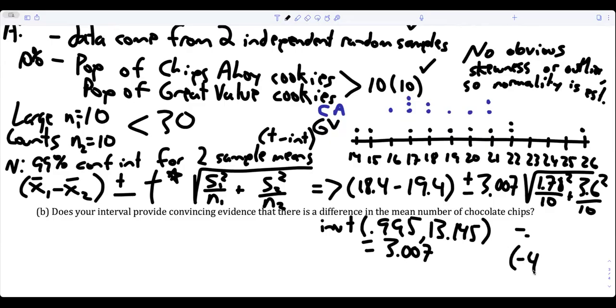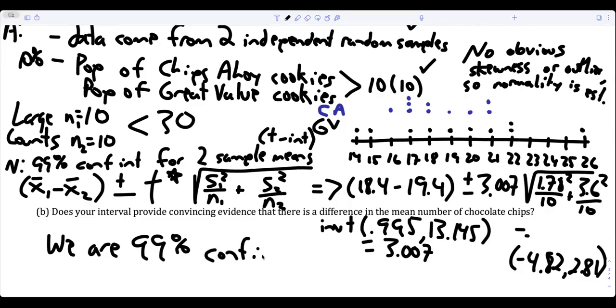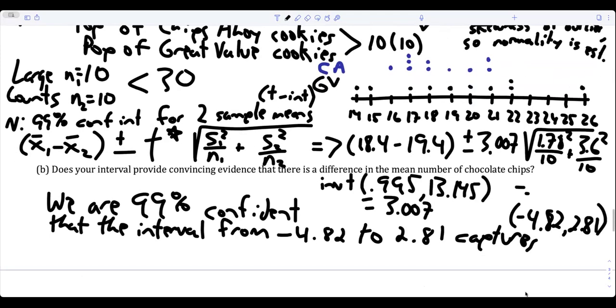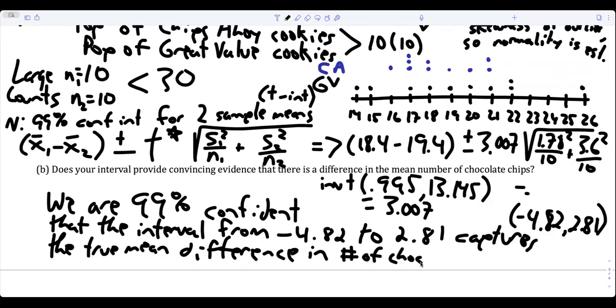So let me go back to the notes here and write my interval. So this is negative 4.82 and 2.81. So my conclusion is we are 99% confident that the interval from negative 4.82 to 2.81 captures the true mean difference in the number of chocolate chips, Chips Ahoy and Great Value.